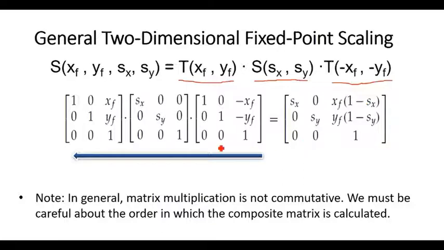Again, here we have to be very careful about the order. We have to multiply this matrix with this matrix first, and then this matrix is multiplied with the result of it. We have to be very careful on that. We go from right to left.